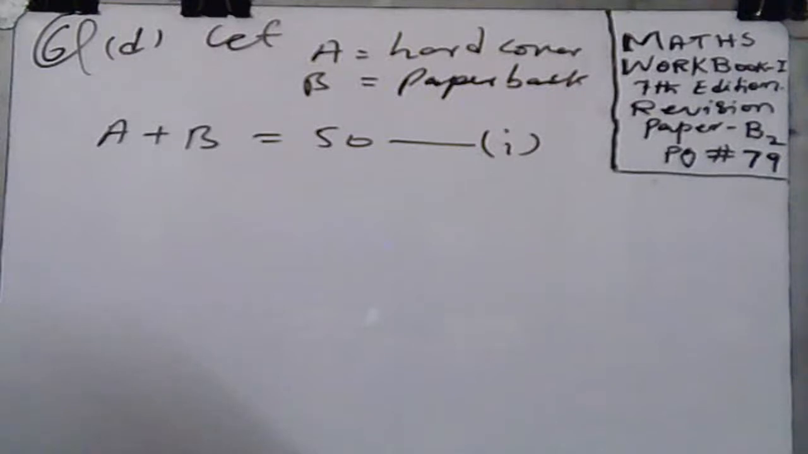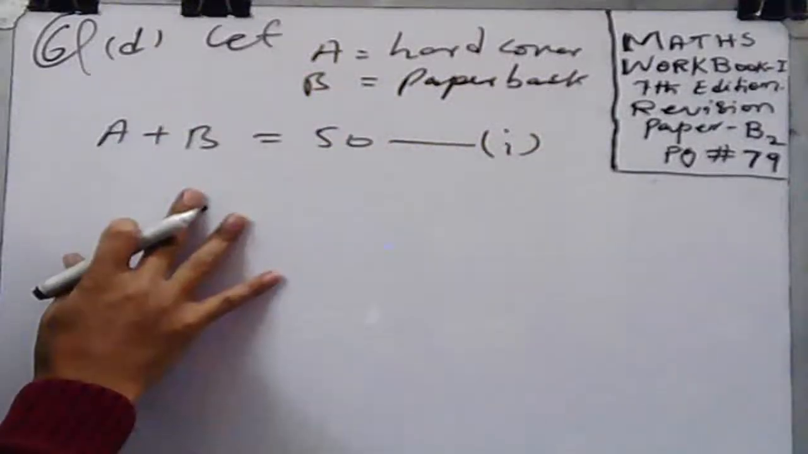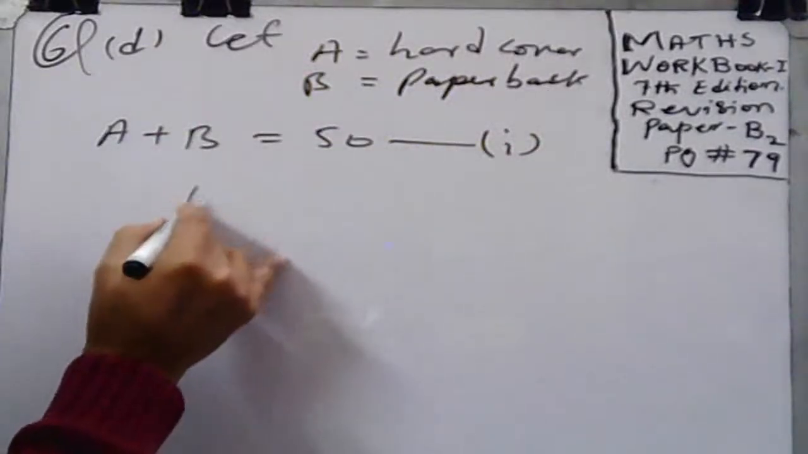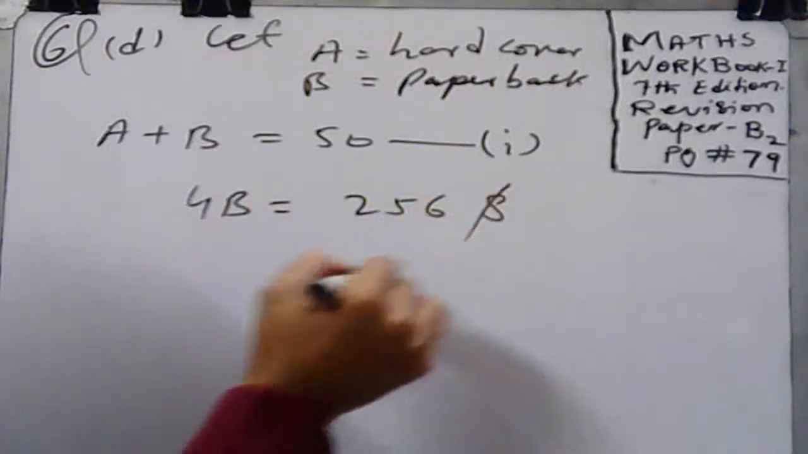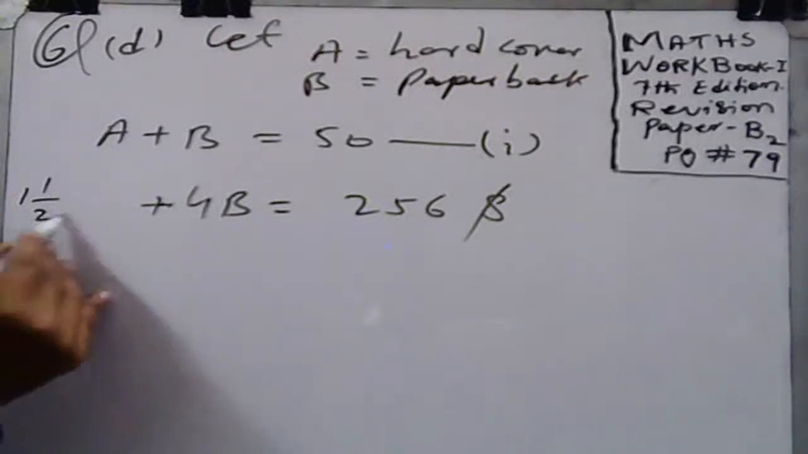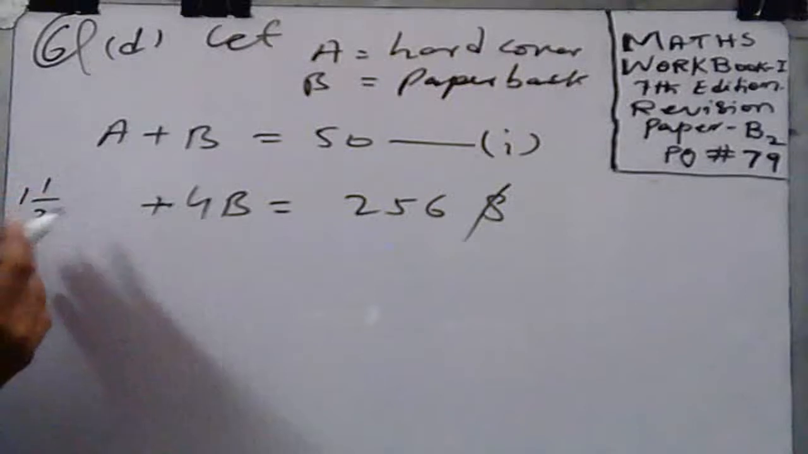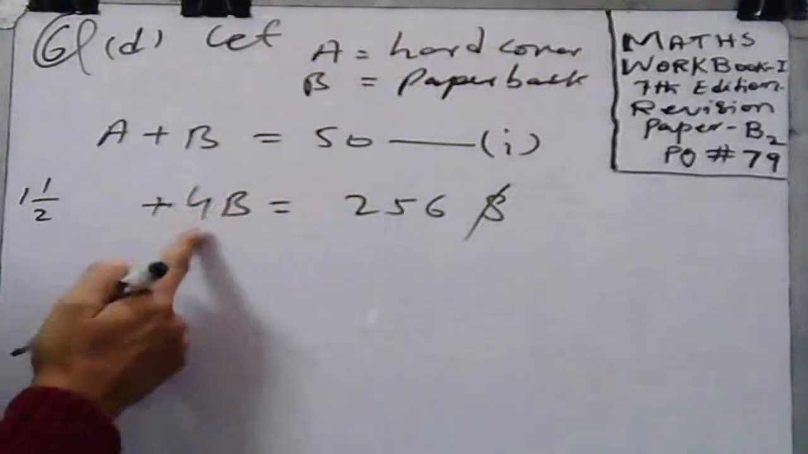Each paperback book costs $4. Suppose we have already discussed that the paperback book is B, so the second equation will become 4B equals $256 in total, plus A, which is 1/2 as expensive as the paperback. The paperback is $4, so multiply by 4.